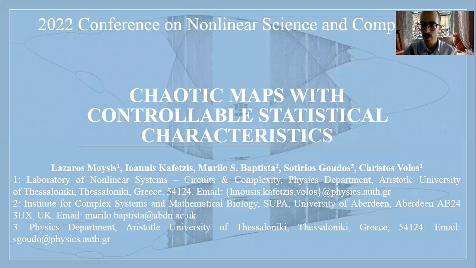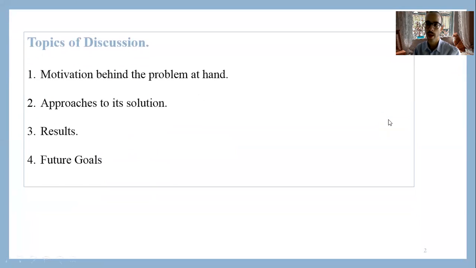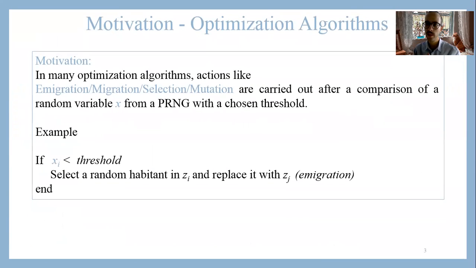Greetings, everybody. This is Lazaros Moysis, and the topic today is chaotic maps with controllable statistical characteristics. So first of all, we are going to give you the motivation behind this work. Then we will discuss some solutions and approaches to this problem, and then end up with the things that we aim to do next.